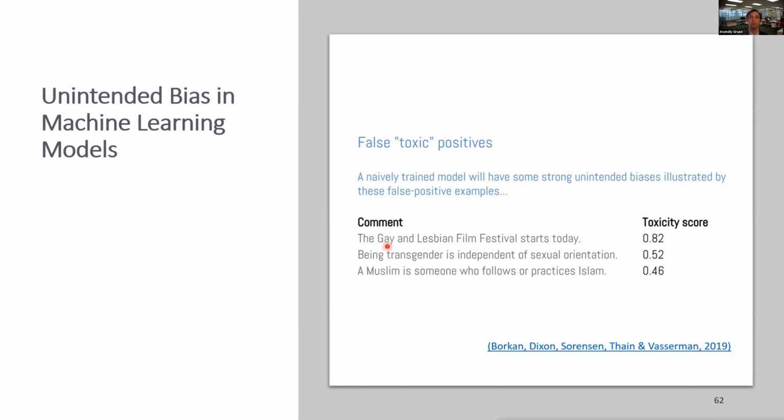So if somebody trained the machine learning on examples like that, the machine learning will say, oh, every time there's a message that includes the word gay, it's probably negative, a toxic message. But look at this example. The Gay and Lesbian Film Festival starts today. It's just an announcement. But if you naively train the machine learning algorithm without considering those unintended biases, the toxicity score may be quite high for this message when it's not.